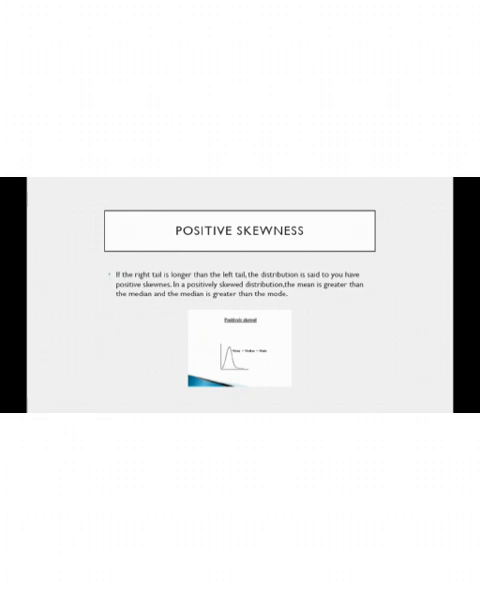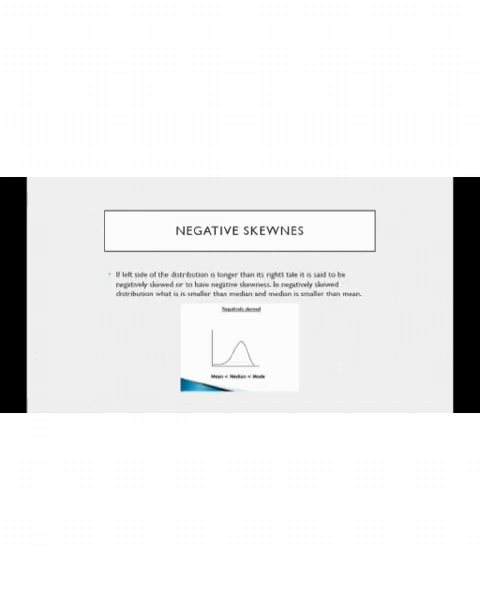Positive skewness. If the right tail is longer than the left tail, the distribution is said to have positive skewness. In a positively skewed distribution, the mean is greater than the median and the mode, and the median is greater than the mode. As we see in the diagram, the right tail is longer than the left tail, so the mean, median and mode are greater than each other. Negative skewness. If the left tail of the distribution is longer than its right tail, it is said to be negatively skewed or to have negative skewness.